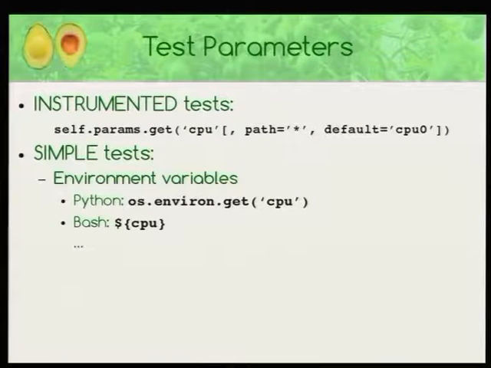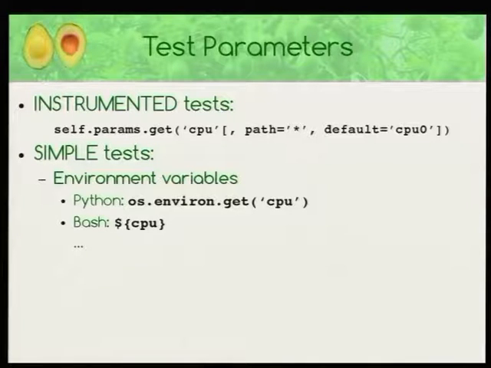Okay, and how can test writers have access to the parameters that were informed using YAML files and came all the way through the stack until arriving at the test itself? If you are using instrumented tests, you can use the API self.params.get and tell what's the key you're looking for, and then this will return the value of that key as specified in your YAML file.